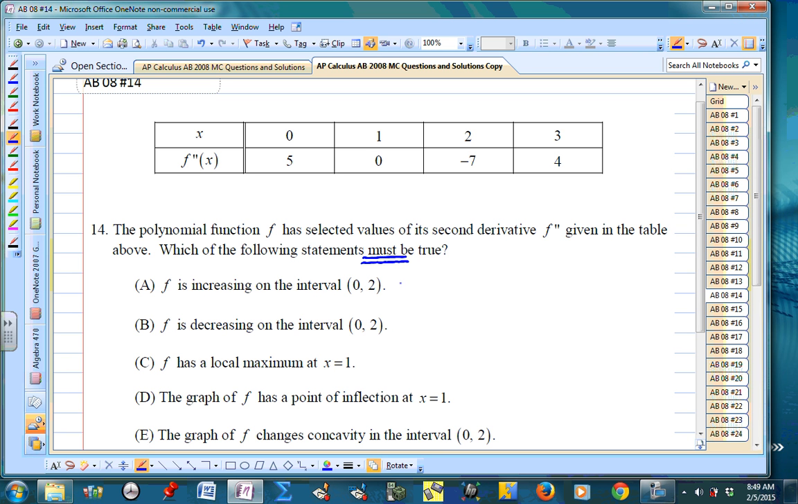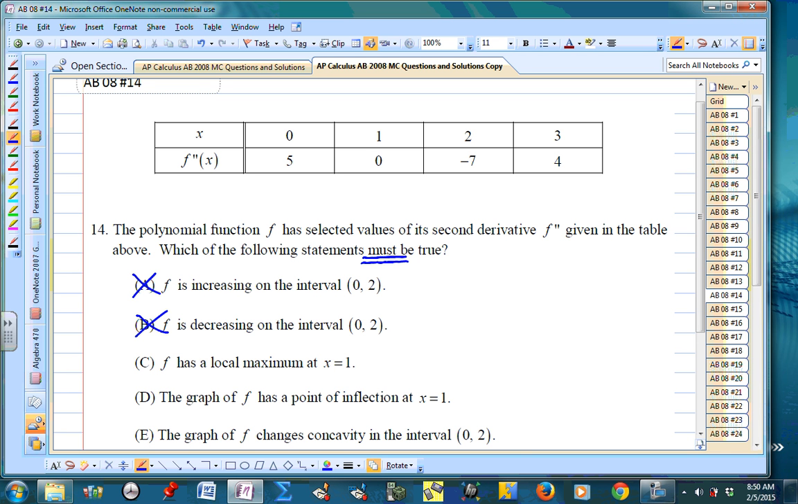Well, to determine if f is increasing, we need to know that f prime is positive. We don't know if f prime is positive based on this data table. So part A might be true, but it might not be true. We have to determine what must be true. For part B, f is decreasing on the interval. Well, that would mean that f prime is negative. And again, we can't determine this from the information given. Maybe f prime is negative, maybe it's not.